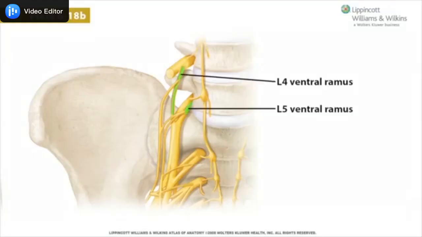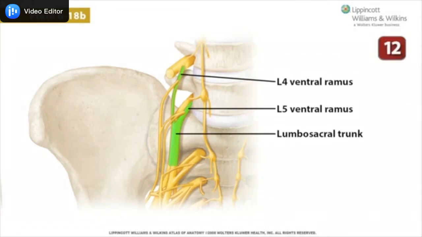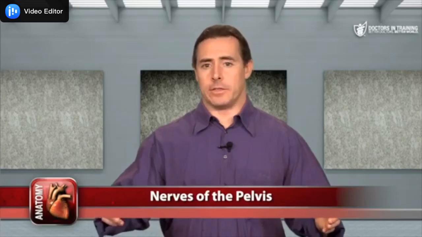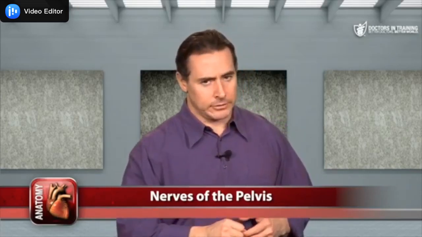Part of the ventral ramus of L4 does not join the lumbar plexus, but instead combines with the ventral ramus of L5 to form the lumbosacral trunk. This trunk crosses the pelvic brim and travels medially to combine with the ventral rami of S1, 2, 3, and 4, forming the sacral plexus. Occasionally, this plexus is referred to as the lumbosacral plexus.